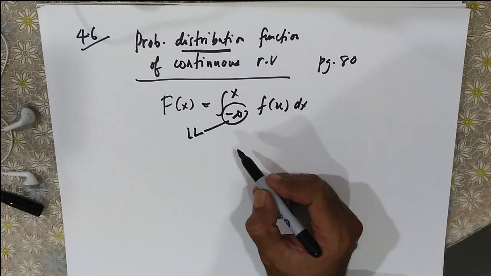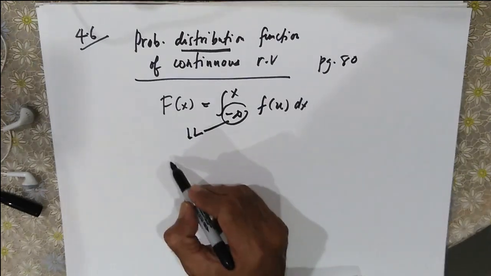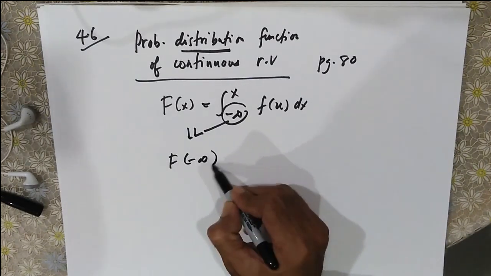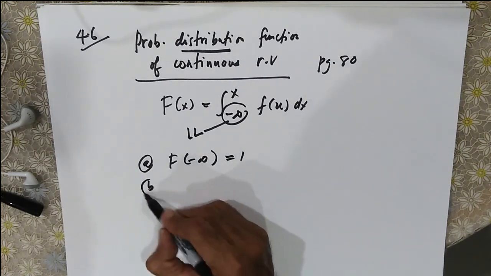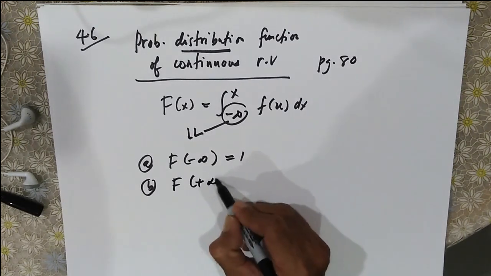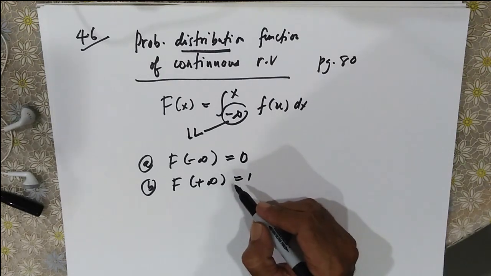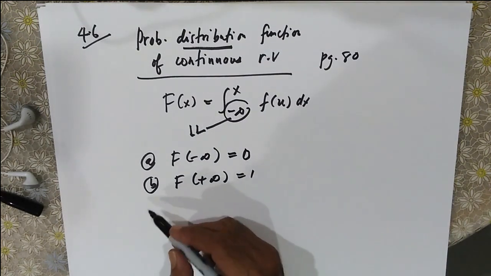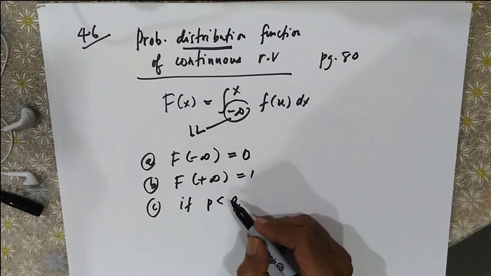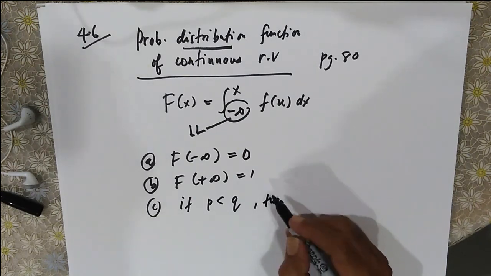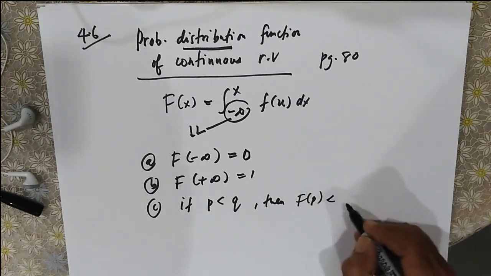Okay, so now the definition here is that F of negative infinity is equal to 0, and F of positive infinity is equal to 1. And then if I have p less than q, then F(p) is less than F(q).